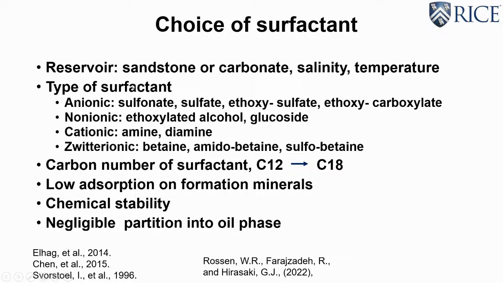The types of surfactants. First, let's just talk about the different types of surfactants: anionic, non-ionic, cationic, and zwitterionic. Examples of anionic surfactants are sulfonate, sulfate, ethoxysulfate, and ethoxycarboxylate. Now, what I have not included is what I think would be my favorite surfactant if it wasn't for the cost of it. This would be ethoxylated sulfonate.